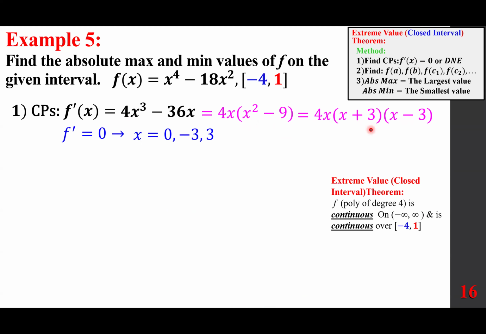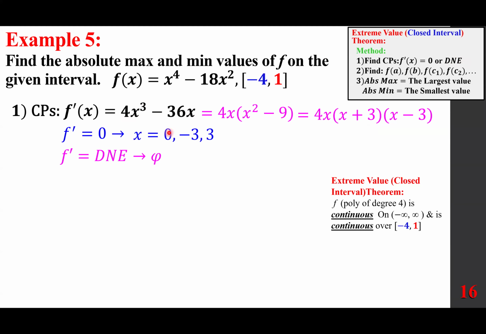There are 3 answers. f prime doesn't exist gives us no solution, an empty set. Why is that? f prime itself is a polynomial, more specifically, a polynomial of degree 3, and it exists everywhere. Its domain is all real numbers. So we have 3 possibilities.